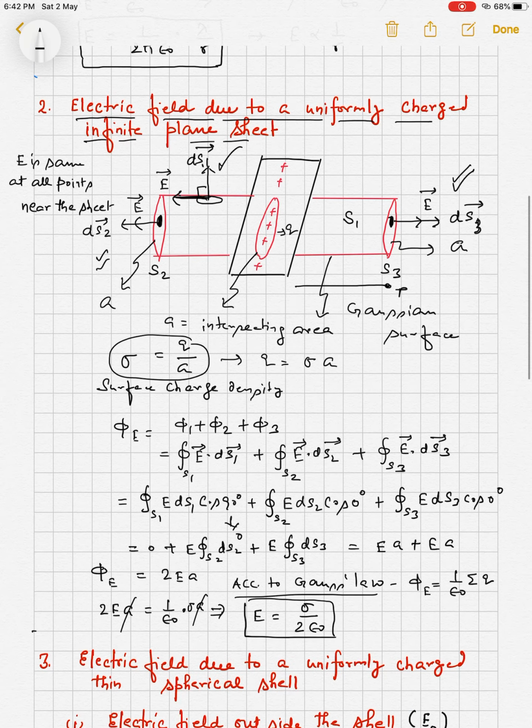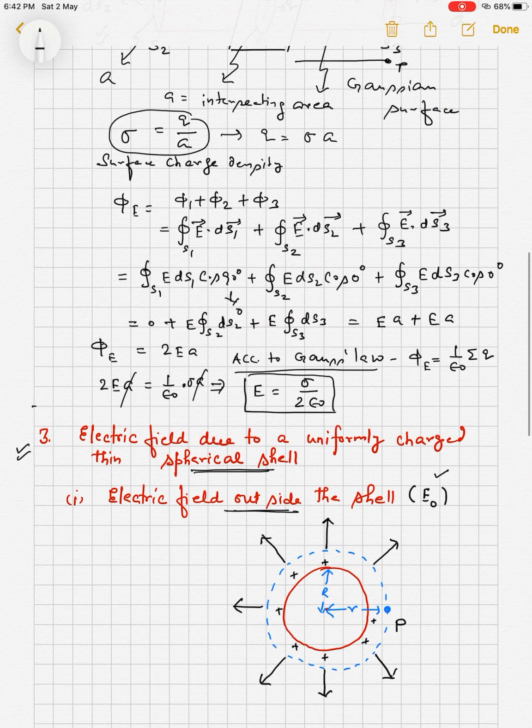Now the third point is the electric field due to a uniformly charged spherical shell. So here are 3 cases. First is the electric field outside the shell, which I represented here as E_O, meaning E outside. Here a shell is shown in red color, over which the charge Q is distributed. Charge Q is placed, distributed uniformly everywhere.